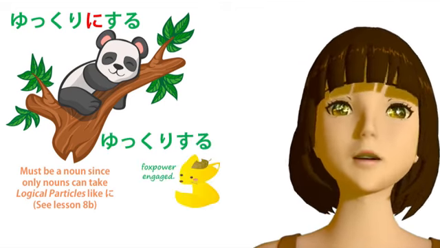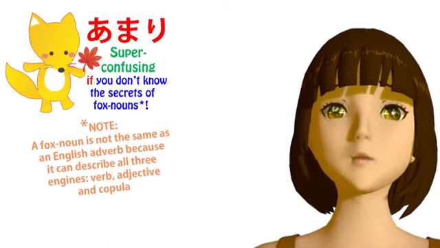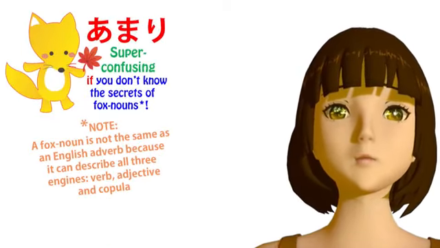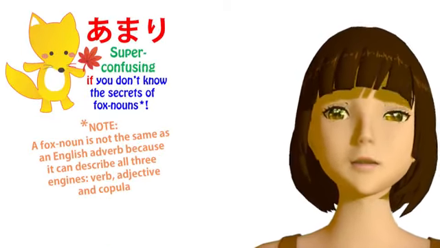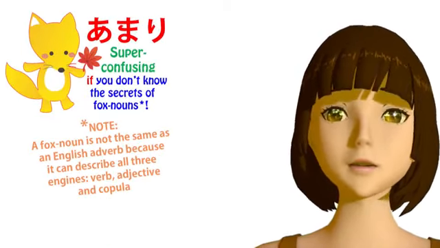Let's take another one, amari. Now this noun is usually explained in a way that's completely confusing. Amari is a noun, and what it means is excess. You can use it in a completely literal sense. You can say, gohan no amari, which means the excess rice, the leftover cooked rice.